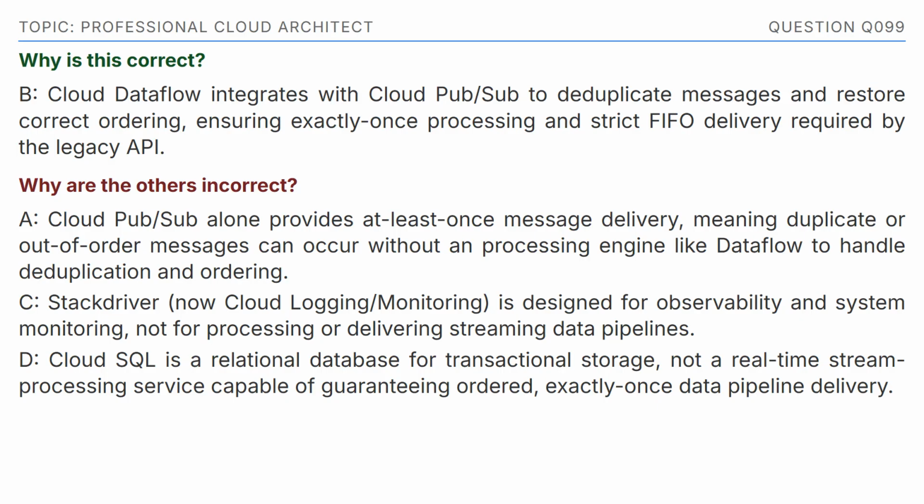Why are the others incorrect? A. Cloud Pub/Sub alone provides at least once message delivery, meaning duplicate or out-of-order messages can occur without a processing engine like Dataflow to handle deduplication and ordering. C. Stackdriver, now cloud logging/monitoring, is designed for observability and system monitoring, not for processing or delivering streaming data pipelines. D. Cloud SQL is a relational database for transactional storage, not a real-time stream processing service capable of guaranteeing ordered, exactly once data pipeline delivery.